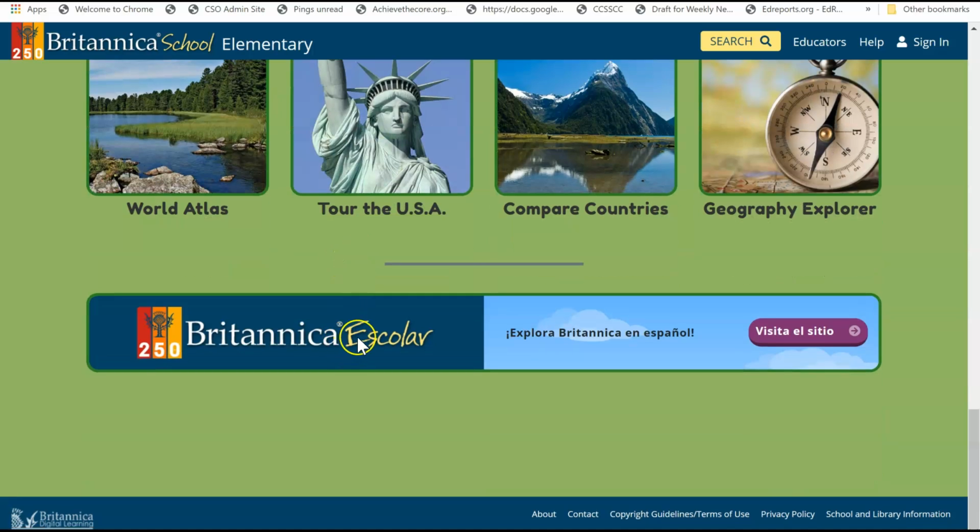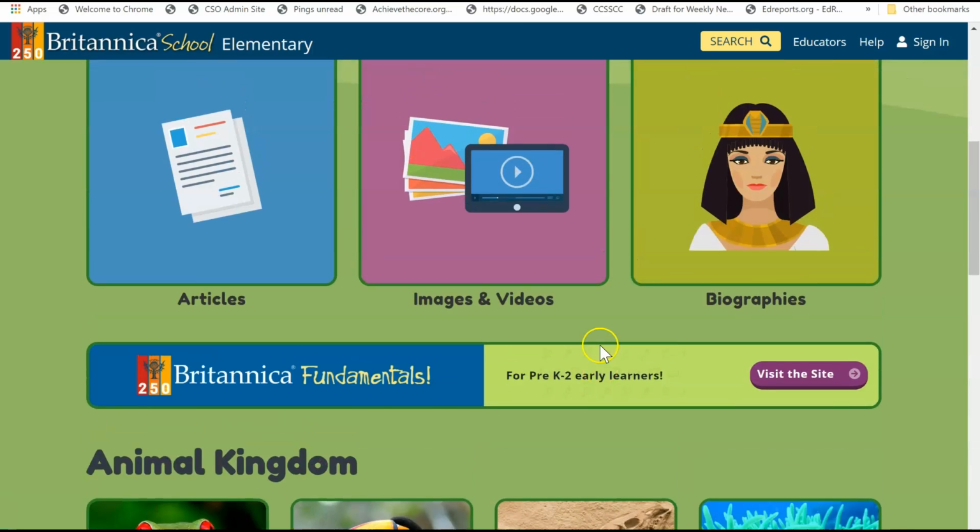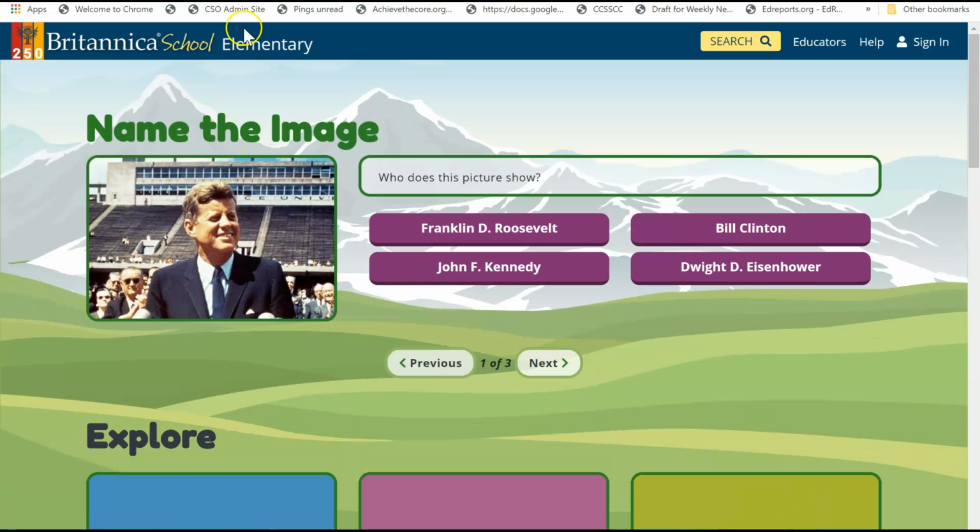The awesome feature about this, if you have students that are not English language speakers and they are English language learners or they have English as a second language, you can find, I think, hundreds of different languages, and all the information here will translate to their native language. So this is elementary.